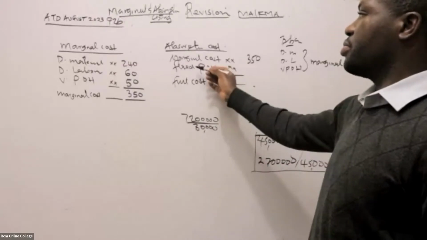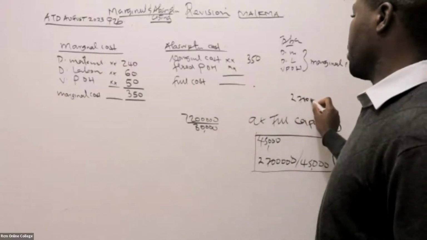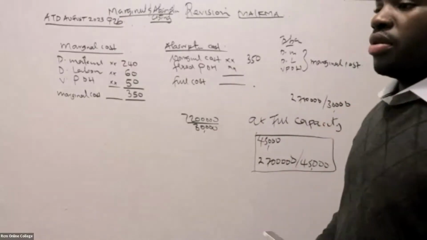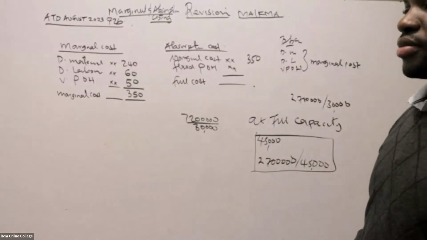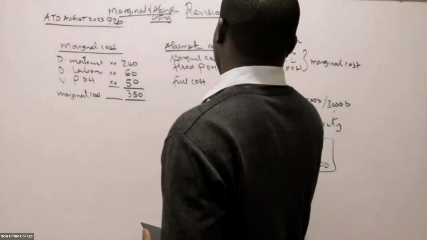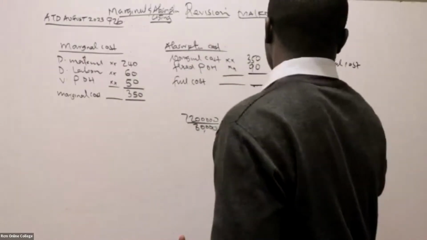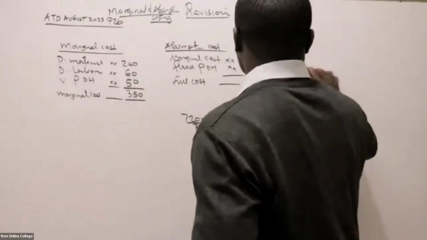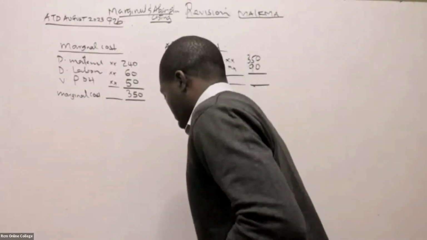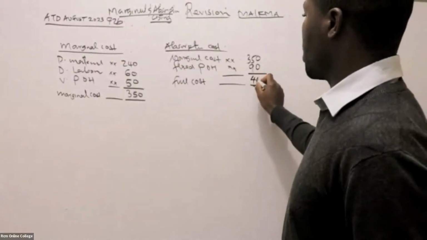So what is the fixed production cost per unit? We take the 2,700,000, we divide by the 30,000 units. So what are you getting? It will give us 90. So when you add the two, what will you have? We'll be having 440.